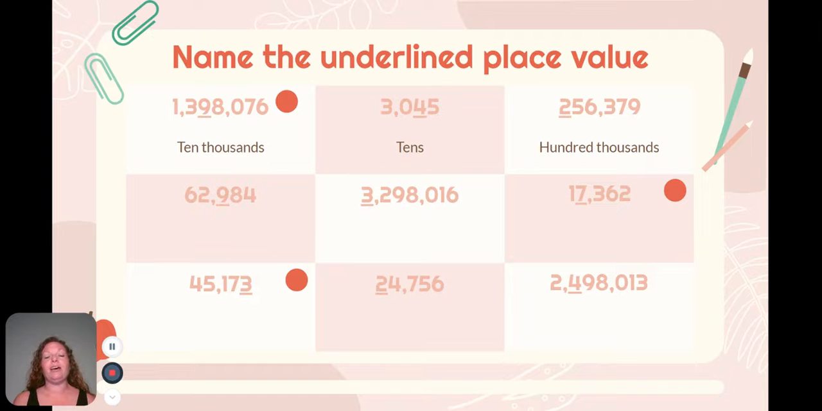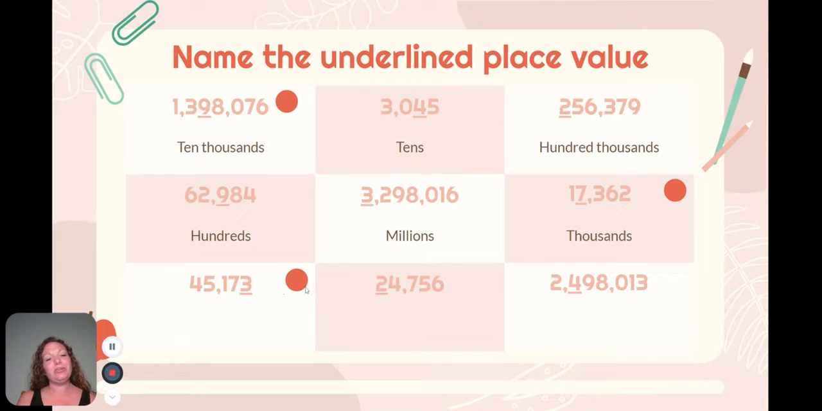62,984, and I underlined the 9. The 9 is in which place? Hundreds. Okay, this one's a little bit easier because I'm about to say the answer. 3,298,016, and that 3 is in the millions place. 17,362. Where is that 7? In the thousands.